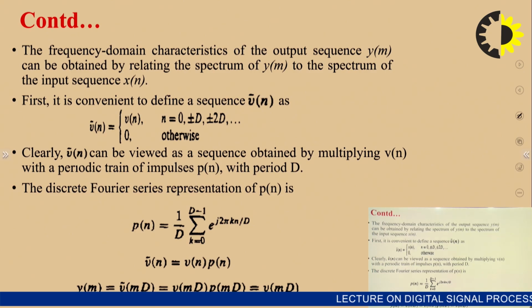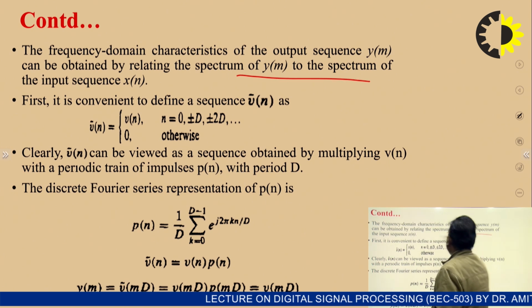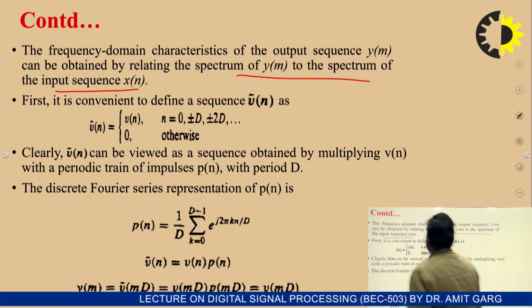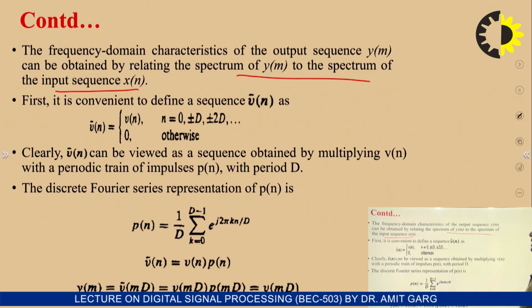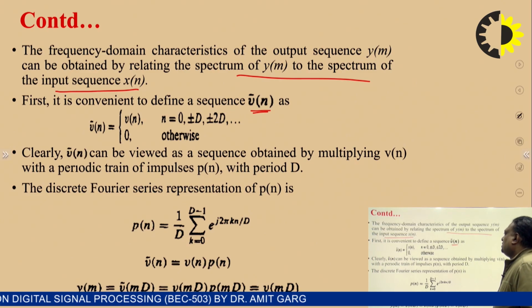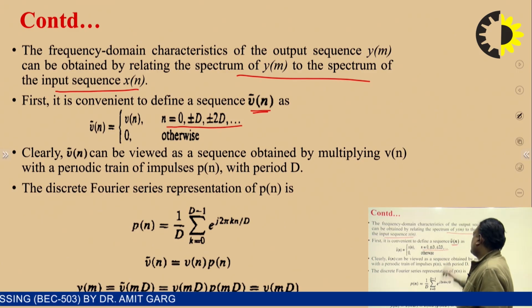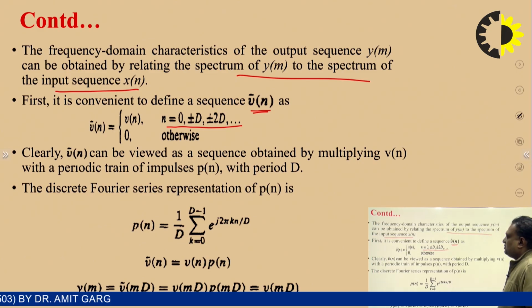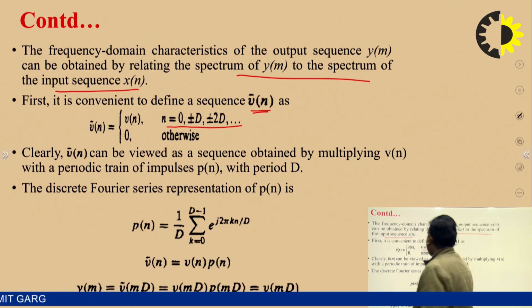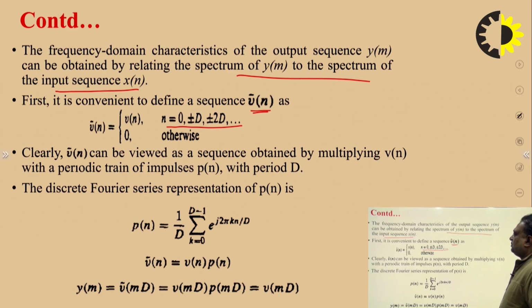Now the frequency domain characteristic of the output sequence y(m) can be obtained by relating the spectrum of y(n) to the spectrum of the input sequence x(n). For deriving this, let us assume a sequence v tilde(n) equal to v(n) when n equals 0, plus minus d, plus minus 2d. You can see these d values are integers, so you have v tilde(n) available only at values of v(n) where n is a multiple of d.